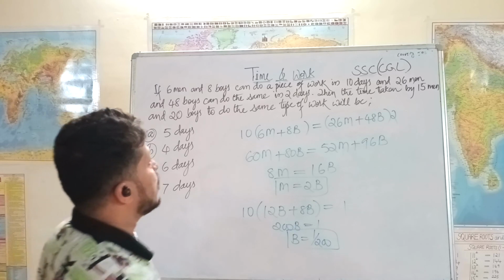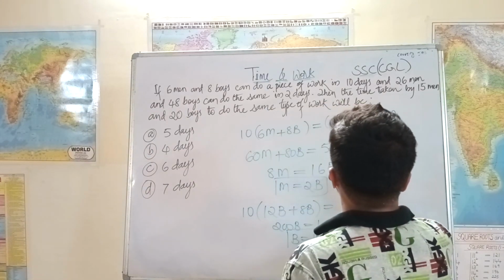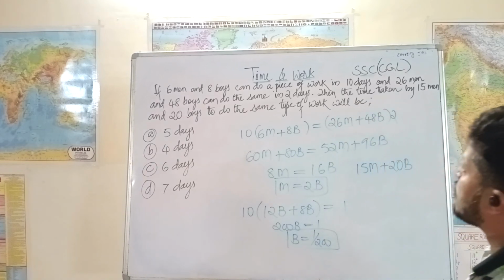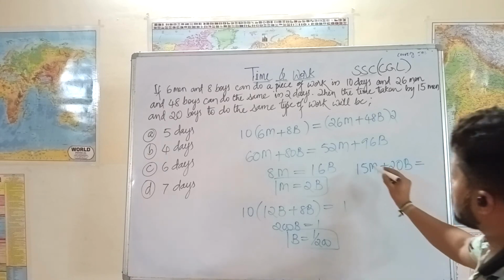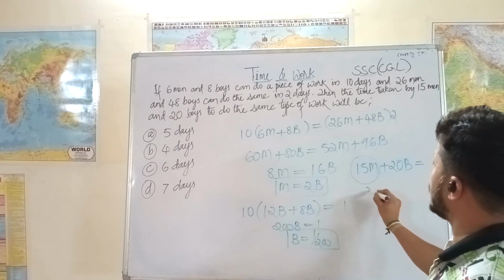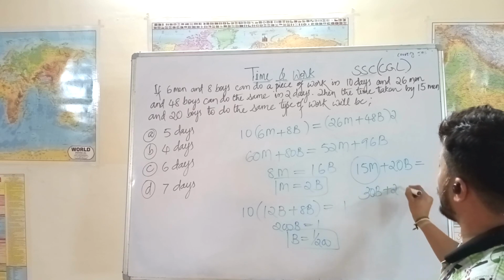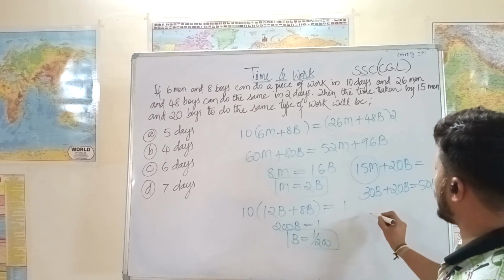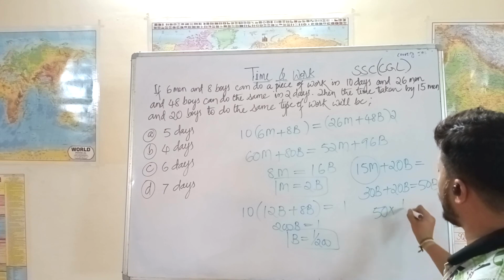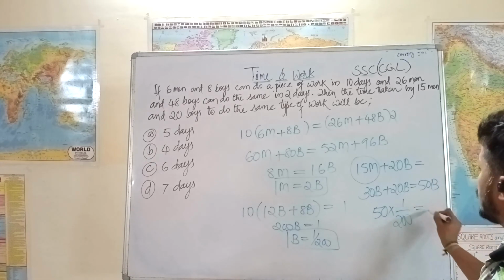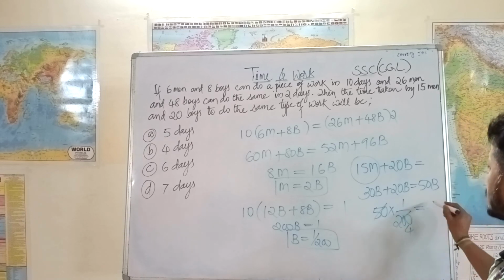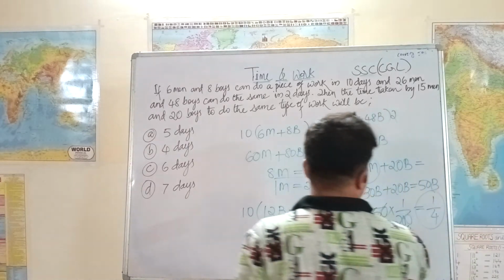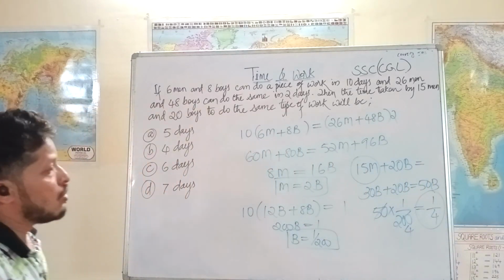Now the question is what? 15 men and 20 boys can do the same work in how many days is the question. So instead of 15 men, let's say 30 boys. So 30 boys plus 20 boys is equal to 50 boys. And one boy does how much? 1 by 200 of the work. So 50 boys will do 50 into 1 by 200 of the work. 50 1s are 50, 4s are 200. So 1 by 4 of the work. 50 boys will do 1 by 4th of the work.